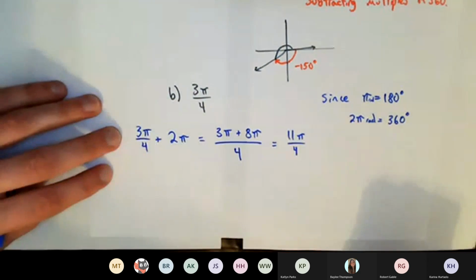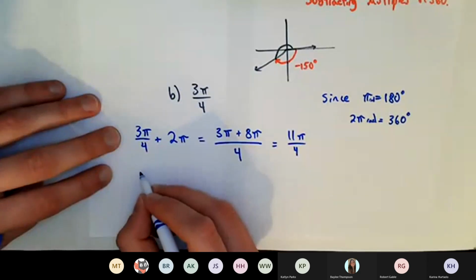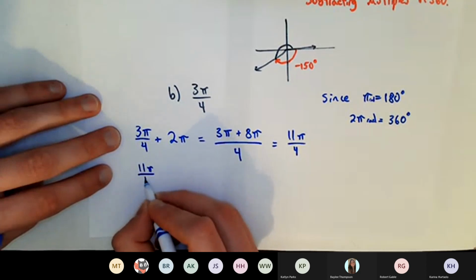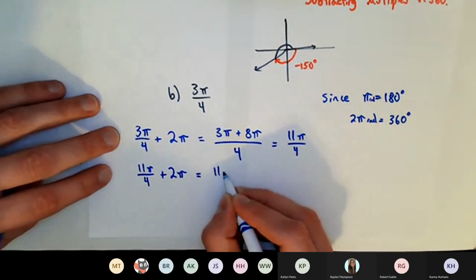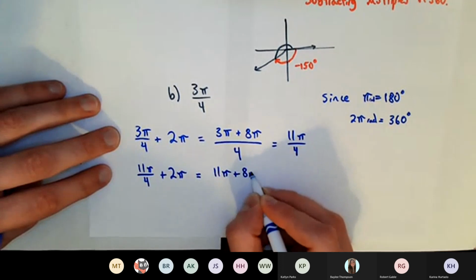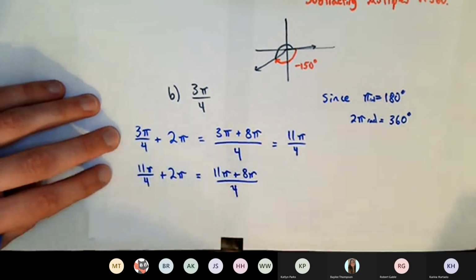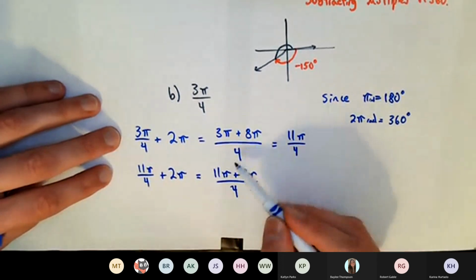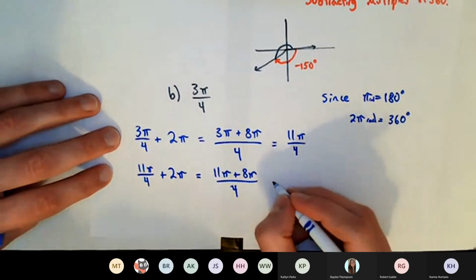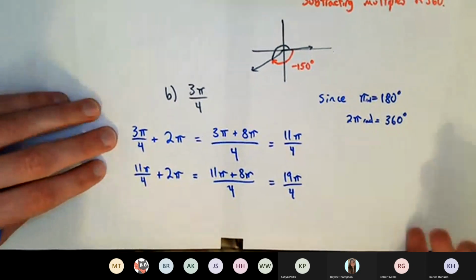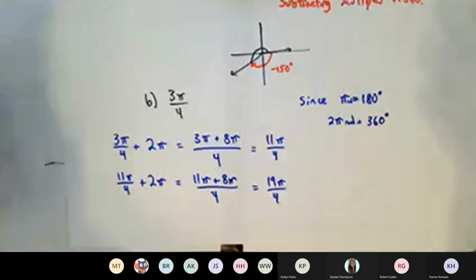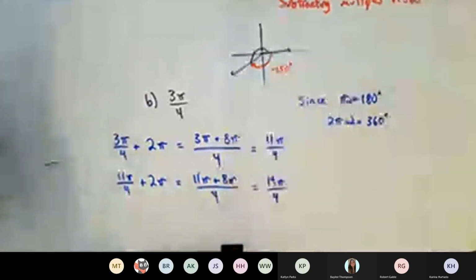So there's 1. And then I'll take another 2 pi added on there. So 11 pi over 4 plus 2 pi is the same as 11 pi plus 8 pi all over 4. Common denominator there. The 8 pi over 4 is the 2 pi. And that's giving me 19 pi over 4. So there's my two positive angles that are coterminal with this angle, 3 pi on 4.